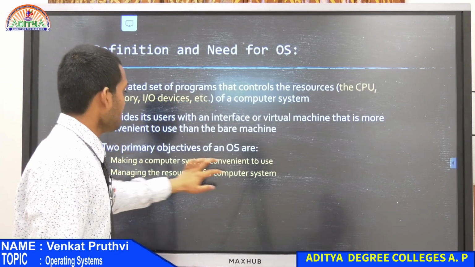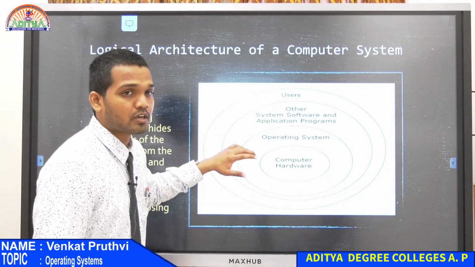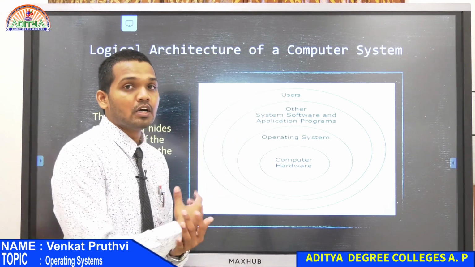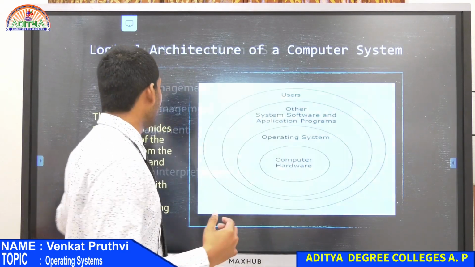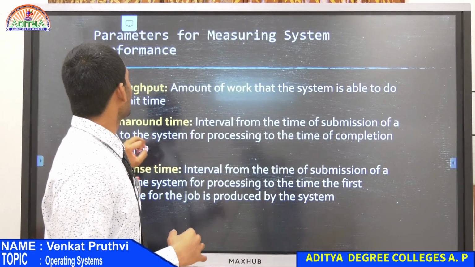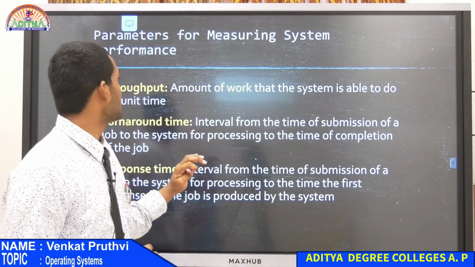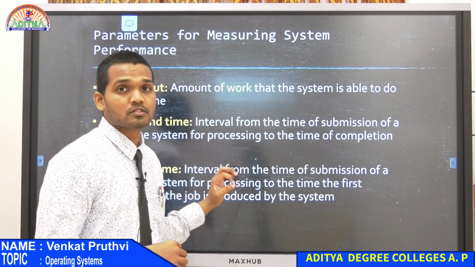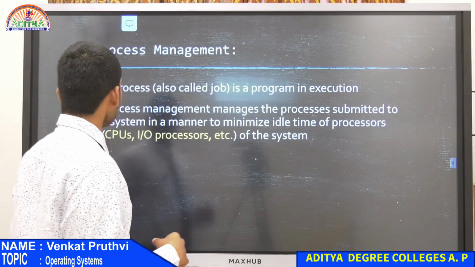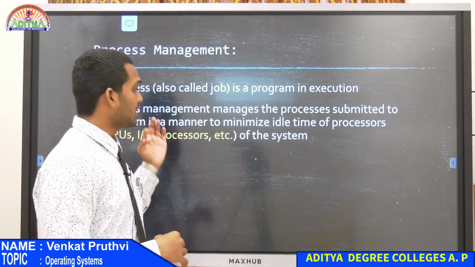Now we all know what an operating system is, how the user is able to interact with the computer hardware, and what role the operating system is performing. And then we started with process management, right? We also saw the parameters for measuring system performance, what the performance of a system is when we are measuring it. And then we started with process management.